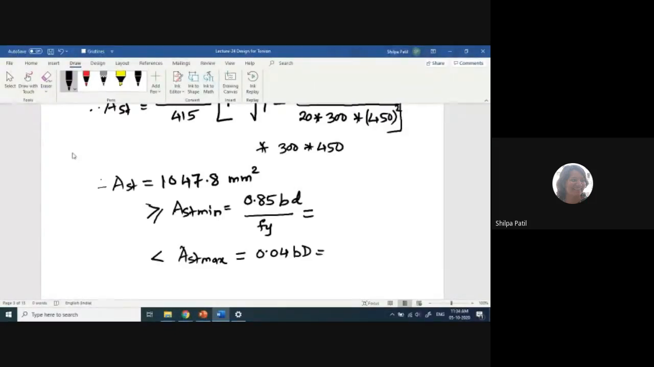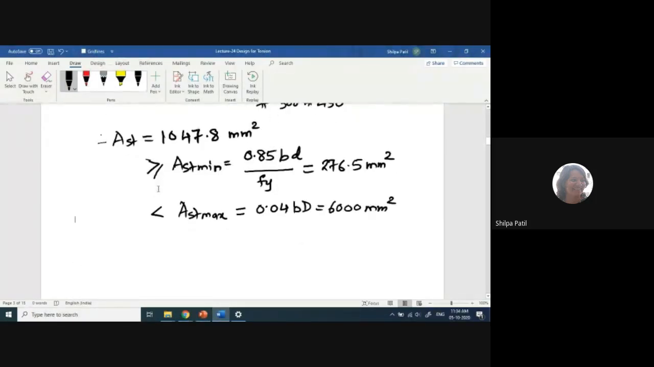What is the minimum value, AST minimum? 276.50 mm square. Okay. Ma'am, AST max is 6,000 mm square. So AST required is well within the range of minimum to maximum. So the same value we can provide.